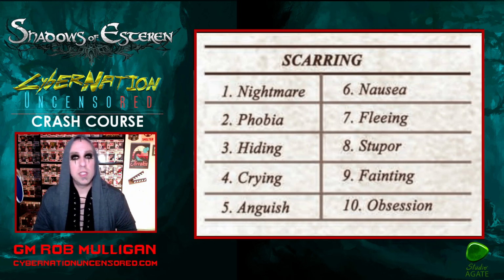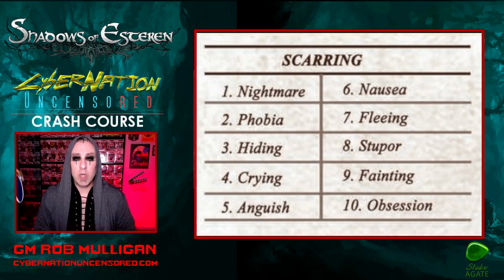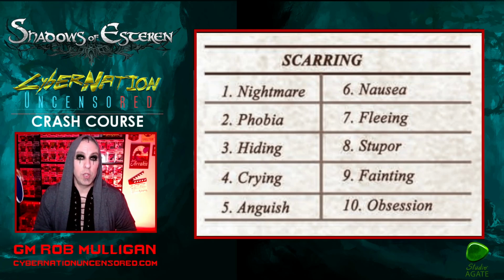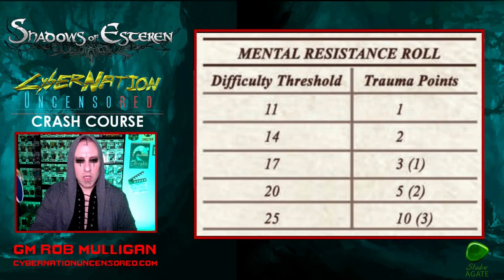You can read those details in the official rule book. But you can see here there's nightmare, phobia, fleeing, fainting, obsession. There's one of 10 things that could basically scar you if you get that critical fail. So yeah, you want to be careful when it comes to critical fails, and even with critical successes, in the sense that hardening isn't necessarily a good thing if you're getting all the way up there.